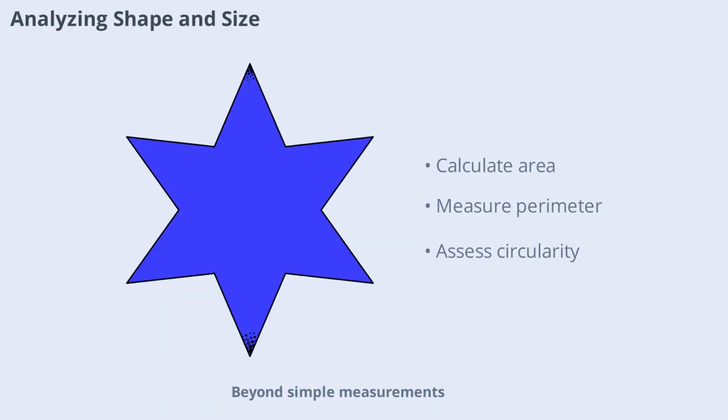Beyond simple measurements, you can analyze the shape and size of objects in your image. Software tools can calculate parameters like area, perimeter, and circularity. These metrics are useful for distinguishing between different types of cells or particles and for tracking changes over time in experimental studies.